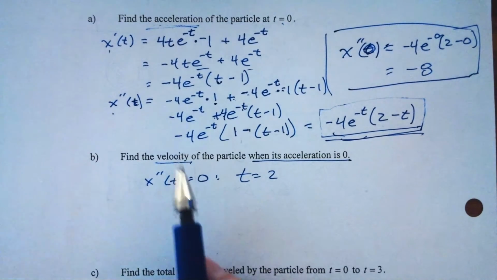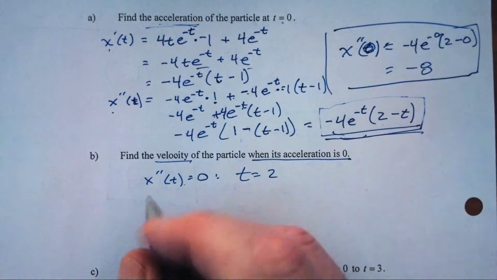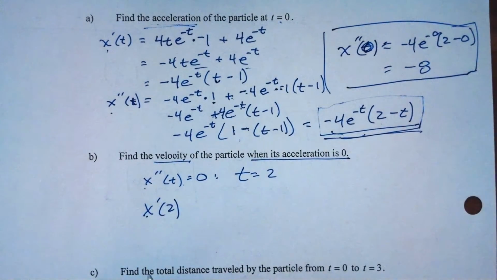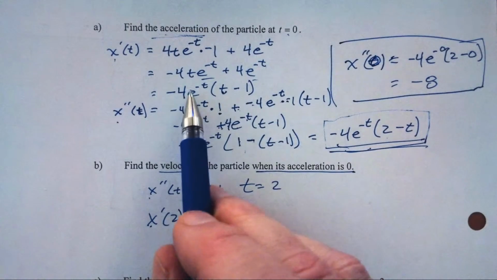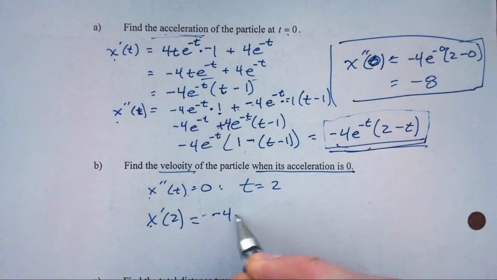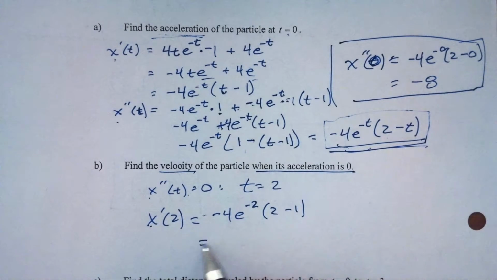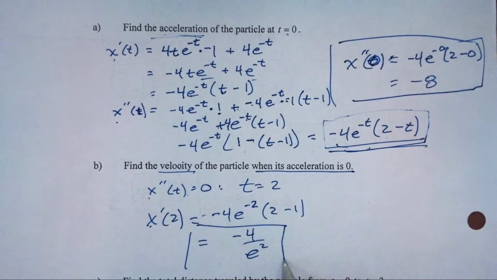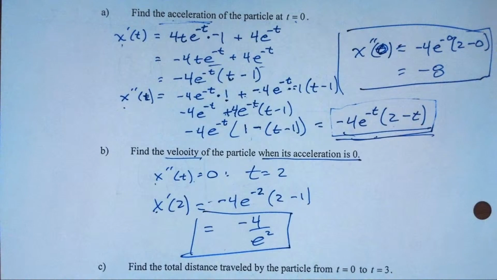I want my velocity when this happens, but this happens when t is 2, so I want my velocity at t is 2, so I want x prime of 2. I could have called that v. I probably should have called that v and a. So velocity at 2 is this guy, negative 4 e to the negative 2 times 2 minus 1, or negative 4 times 1, negative 4 on e squared. Okay. We did all the heavy lifting in A.